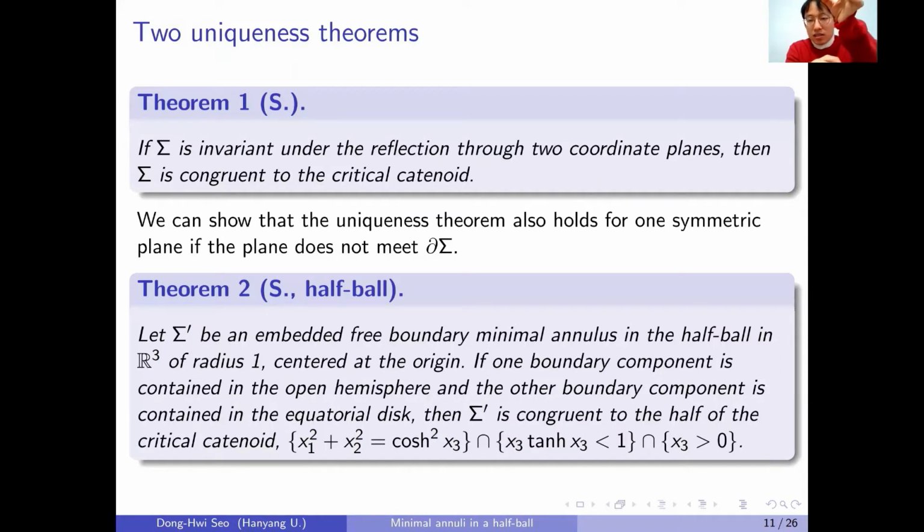And this problem can be considered as a free boundary minimal surface in the half ball. So the second theorem says if you have an embedded free boundary minimal annulus in the half ball, and if one boundary component lies in the open hemisphere and the other boundary component lies in the equatorial disk, then this minimal annulus should be half of the critical catenoid.